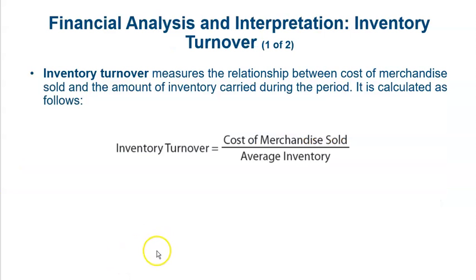All right, the last thing that we're going to cover is a financial statement analysis, which is inventory turnover. This is a ratio that we can use, and it measures the relationship between the cost of the merchandise sold and the amount of inventory that was carried during the period. If you put cost of merchandise sold in your numerator and average inventory in your denominator and you divide, you can find out your inventory turnover. What that tells you is, on average, how many times you turned over your inventory, how many times you bought it and sold it.